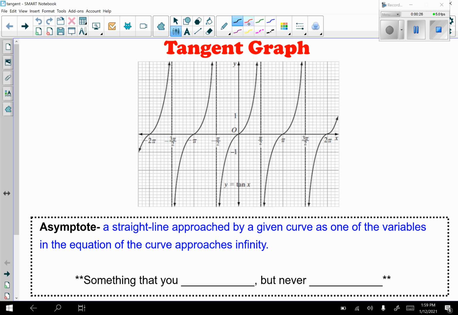Tangent is very different than sine and cosine, as you can see. There are multiple curves which make up the tangent graph. So here is one curve. Here's another curve, and so on. What's in between those curves are dashed lines, and those dashed lines are called asymptotes.